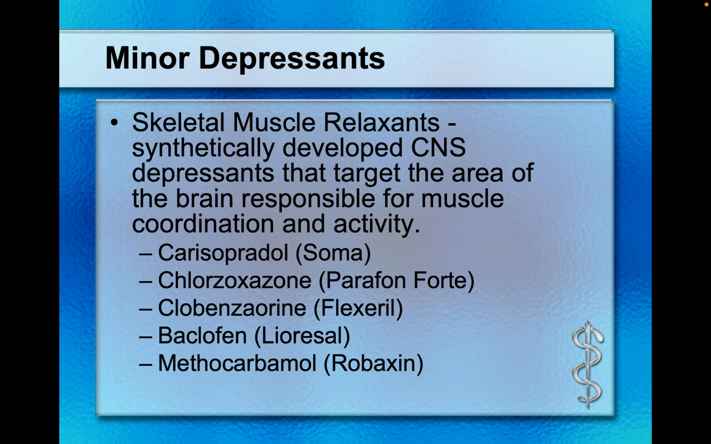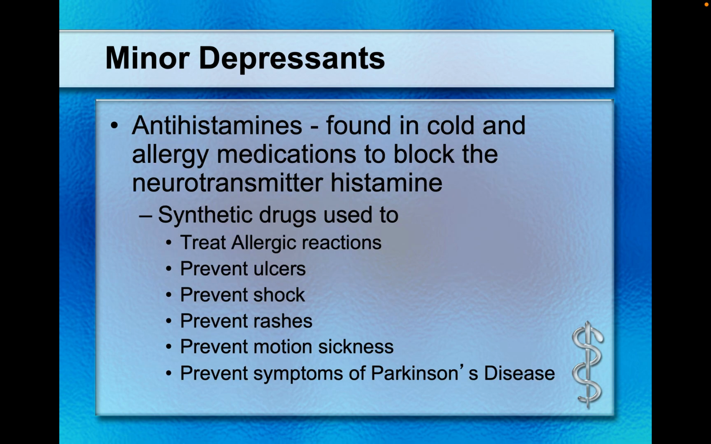Skeletal muscle relaxants are synthetically developed central nervous system depressants that target the area of the brain responsible for muscle coordination and activity. Examples are, I'm not going to read the chemical names: Soma, Parafon Forte, Flexeril, Lioresal, and Robaxin are the common names. Antihistamines are found in cold and allergy medications to block the neurotransmitter histamine.